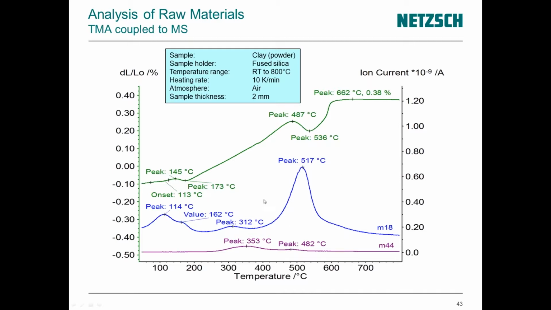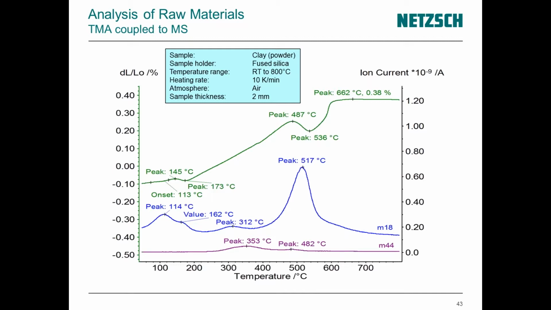So using the coupling to a mass spectrometer, you get additional information about your sample, but it's not a very common combination, TMA and gas analysis, or also dilatometer and gas analysis, because usually you have to destroy something to see something in the mass spectrometer, and this is something which you usually do not do in the dilatometer as well as in the TMA. So this coupling is more common, for example, for a TG or an STA.